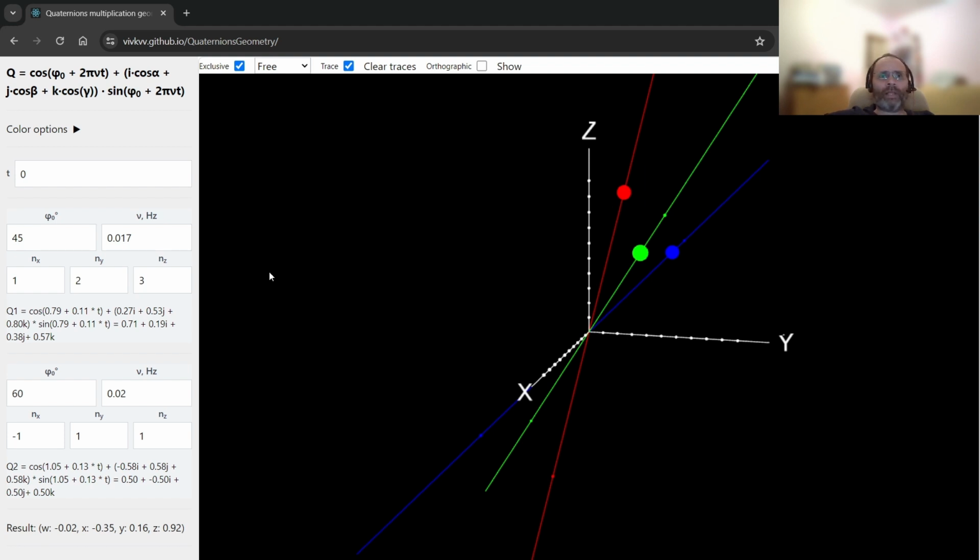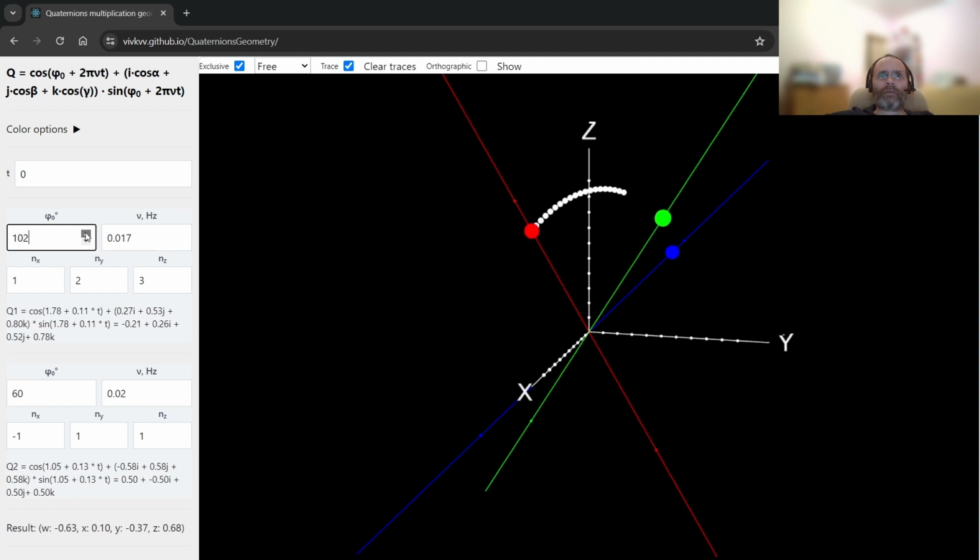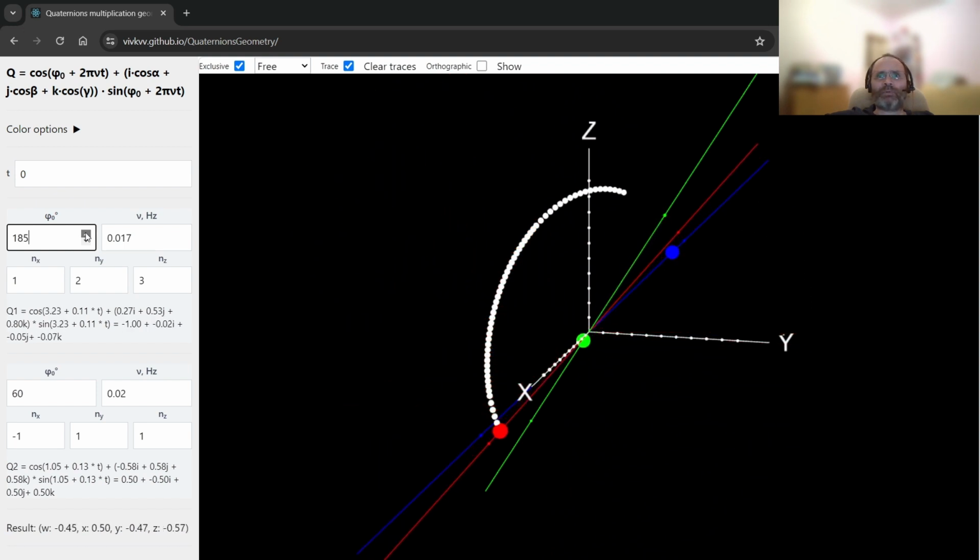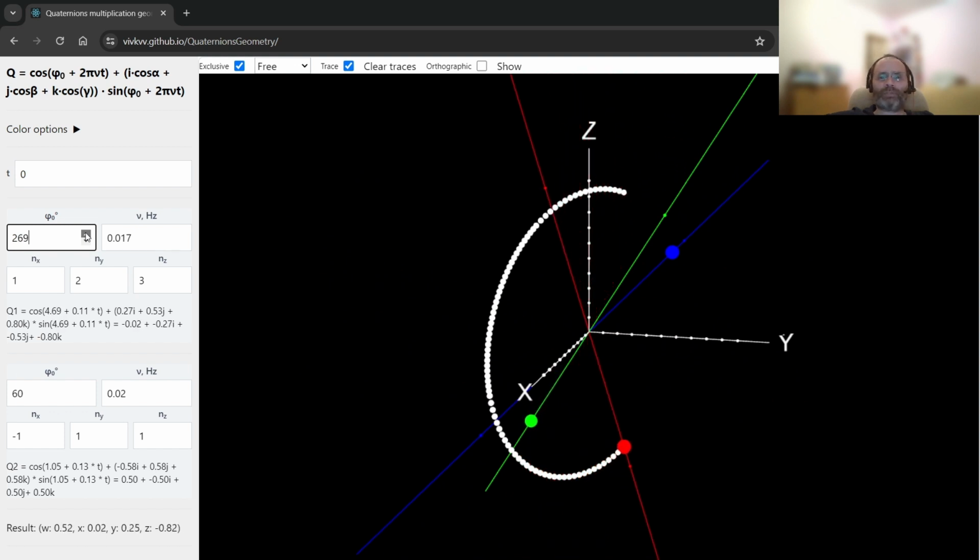Now, let's do this. We will fix the second quaternion, blue, and the first one will move along its axis. We will change an angle, and we will see what happens to the result. The second quaternion is the blue point, and the resulting quaternion moves away from it and approaches it.